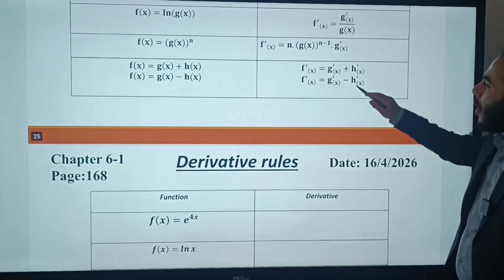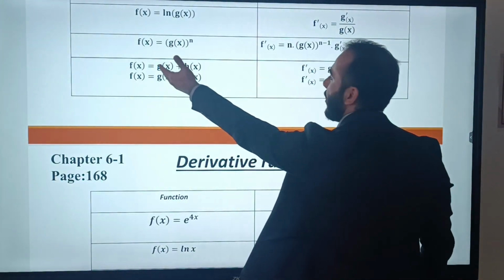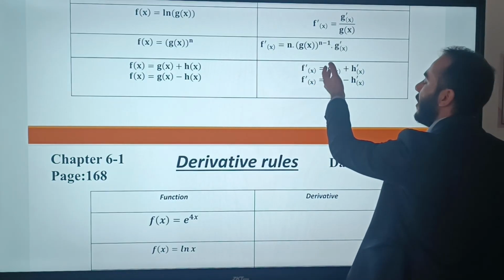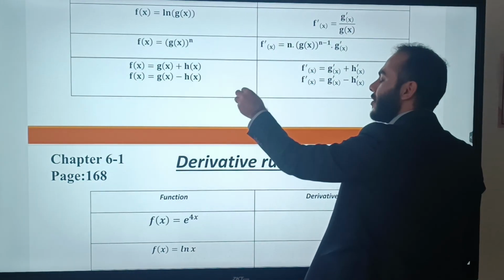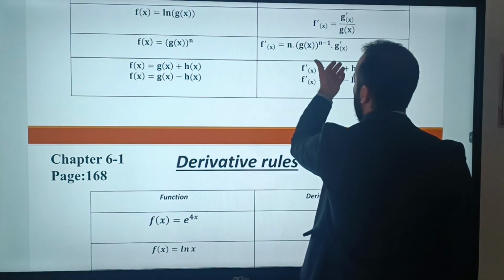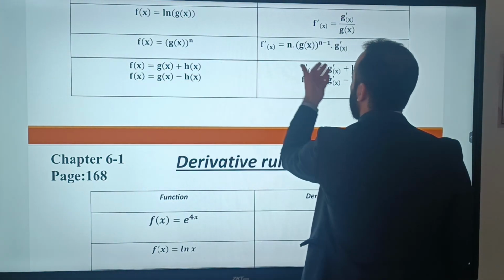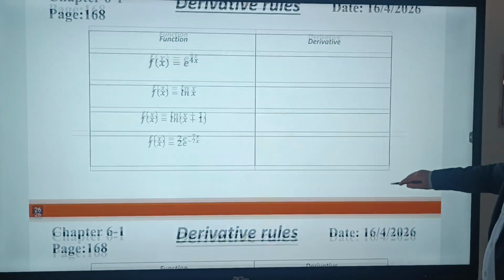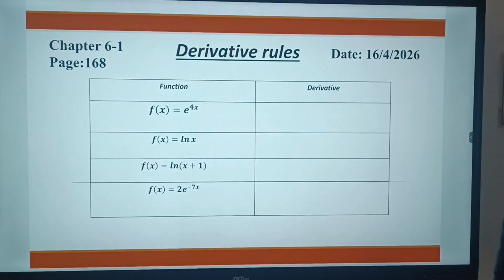Don't be worried about it. And these two are not rules. It says that if a function consists of several different functions, its derivative equals the derivative of each function individually. If there is a sum between them, if there is addition, then add. If there is a difference between them, then subtract. Take a look at this page.